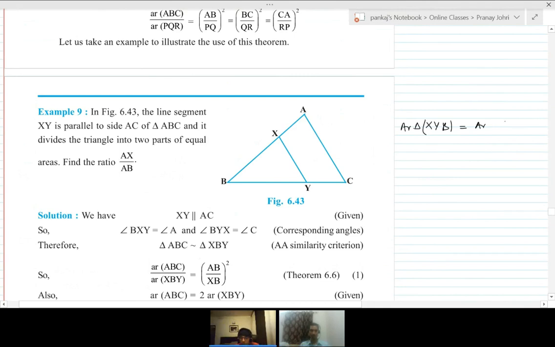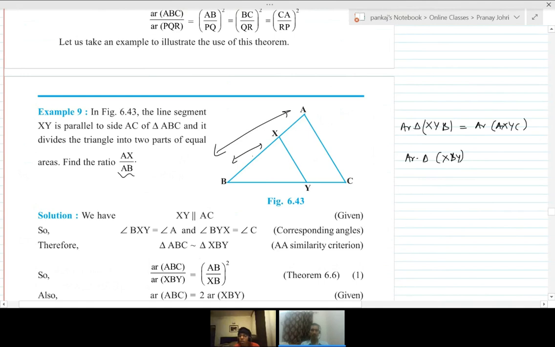The line segment XY, which is parallel to AC, divides the triangle into two parts of equal areas. So now we can write the area of triangle XBY as... See, we need AX by AB, right? So AX by AB.